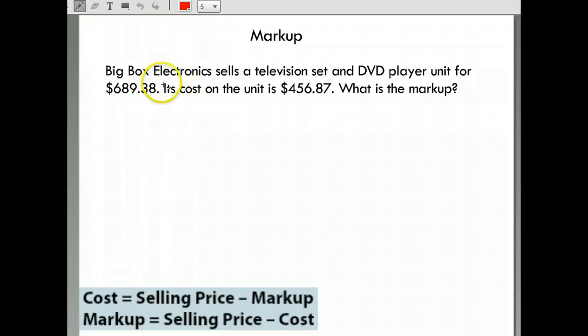Right, here's Big Box Electronics. They sell a television and DVD player unit for $689.38. If the cost of the unit was $456.87, what is the markup? So again, all we need to find out is how much did they add to the price that they paid. So we just use our markup formula, which tells us the markup is the selling price minus the cost.